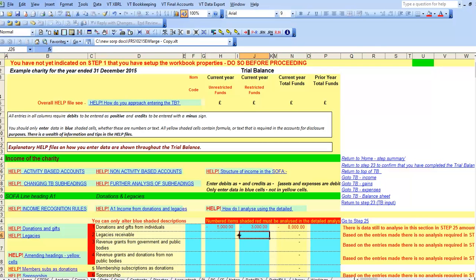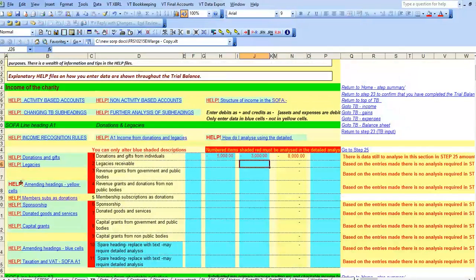So income will usually be a credit and will therefore normally be entered with a minus figure. There is guidance for every entry in this trial balance relating to the nature of information that's required, how you account for it in the SORP, and so on. There's detailed guidance in the help files about all these headings.